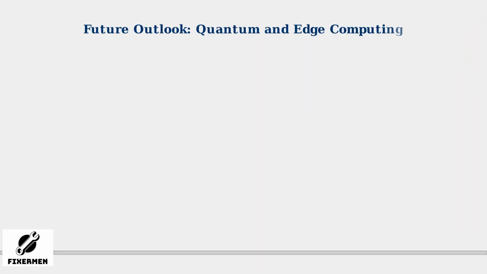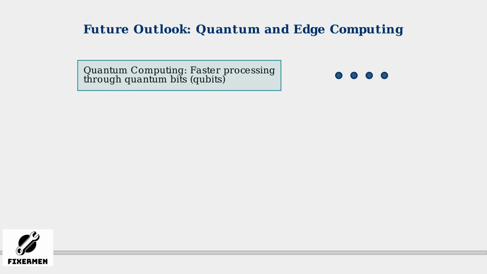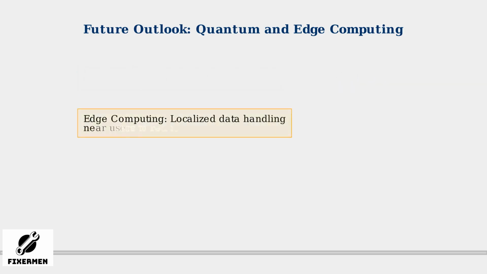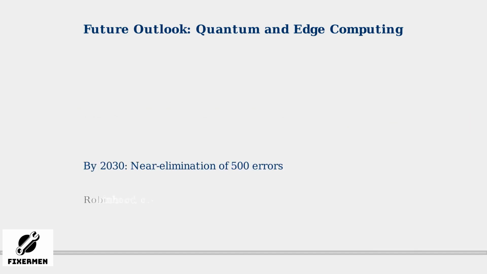By 2030, experts predict near elimination of 500 errors through quantum computing for faster processing and edge computing for localized data handling. Robinhood plans to integrate these technologies.